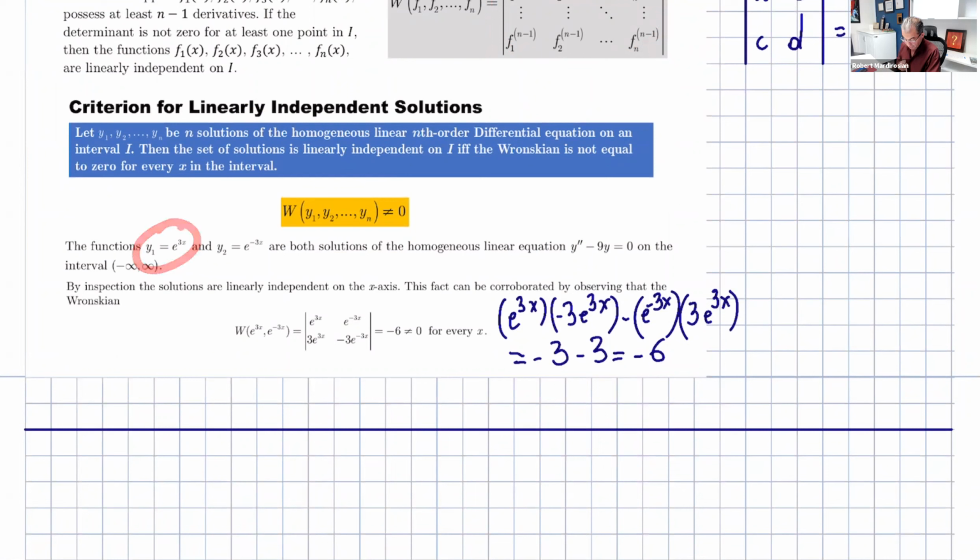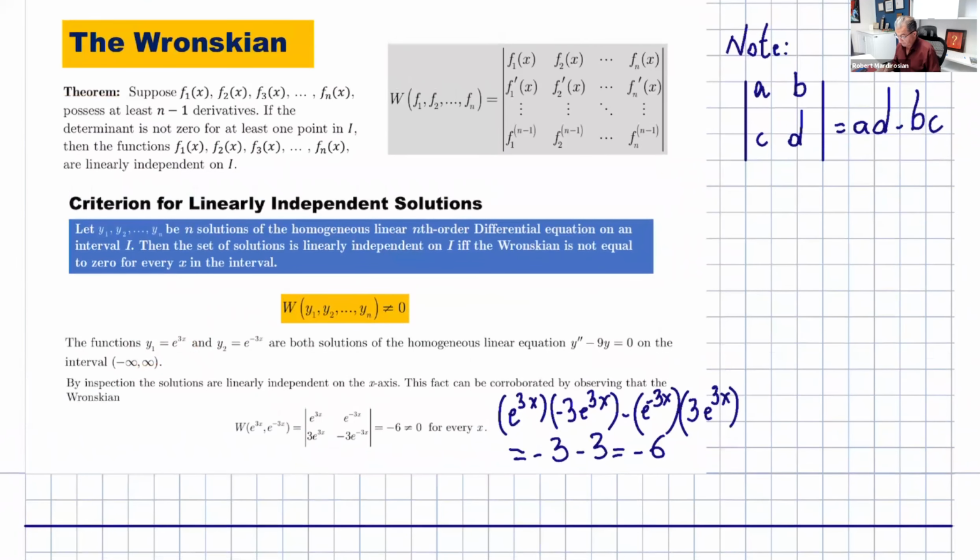Let's say we have two solutions for a differential equation. The first solution is e to the power of 3x, and the second solution is e to the power of negative 3x. If you want to know if these are linearly independent solutions, you calculate the Wronskian. You put the functions, and then you calculate the first derivative. So here you get a 2 by 2 determinant. Then you calculate the 2 by 2 determinant, and I put the formula here for you. If you have a 2 by 2 matrix, the determinant is just a times d minus b times c.